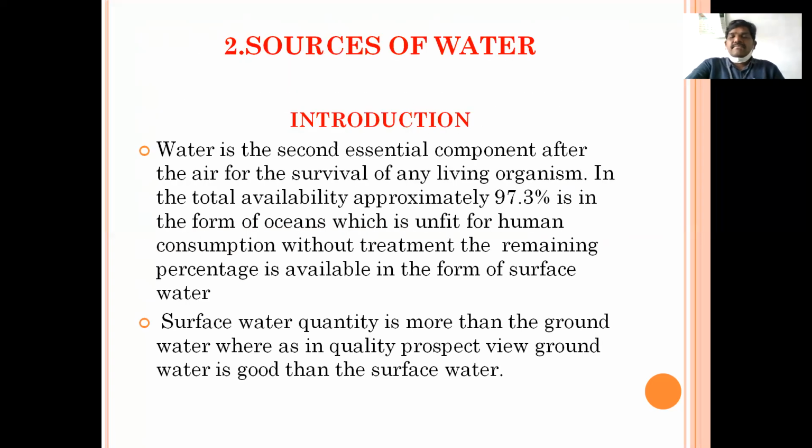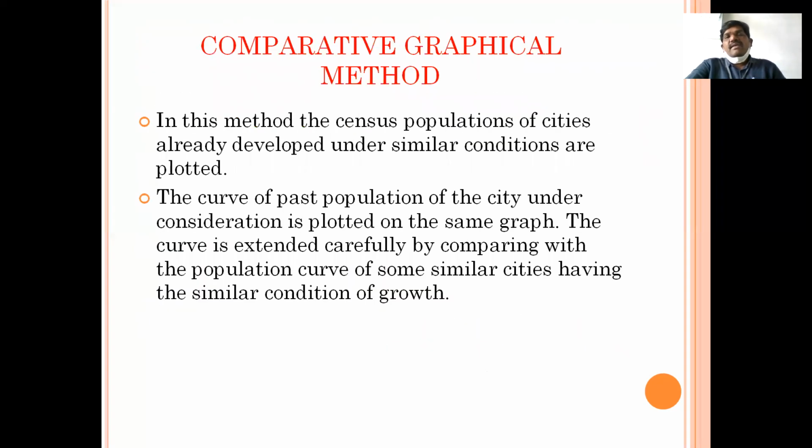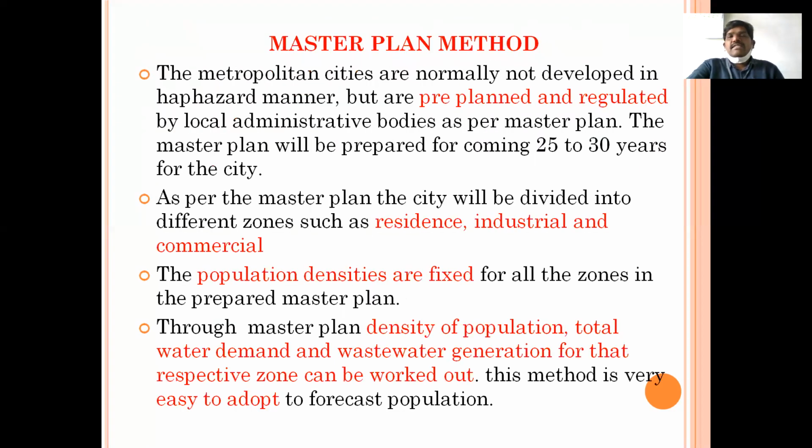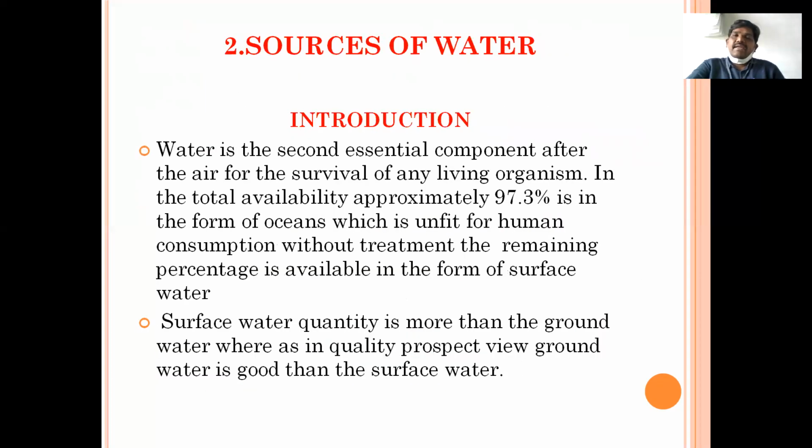Today we have also discussed the topics left in population forecasting, namely the graphical method, the comparative graphical method, and the master plan method. With this, we finish the first unit and enter into the second unit. In the second unit, we slowly enter the topics with respect to the water supply system. From here onwards, we'll discuss various units and associated topics that are linked with the water supply system.